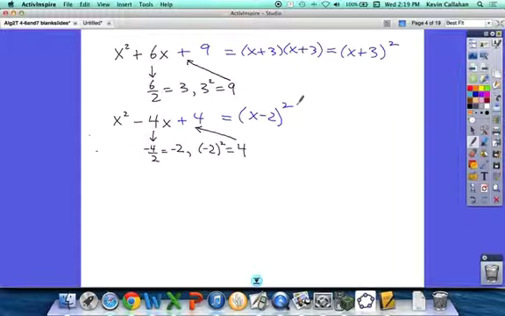Right, that's completing the square. Finding that number that you put in the last position, and it's a fixed set of steps. Half the middle number squared.